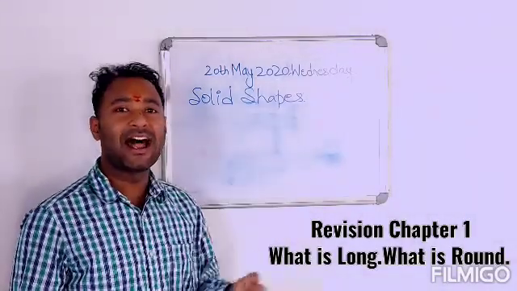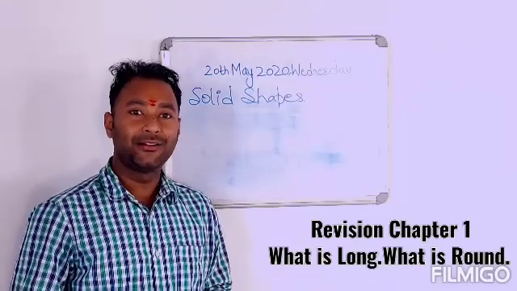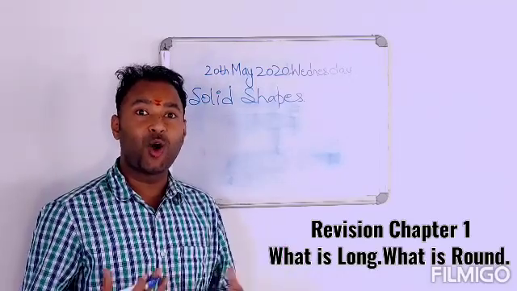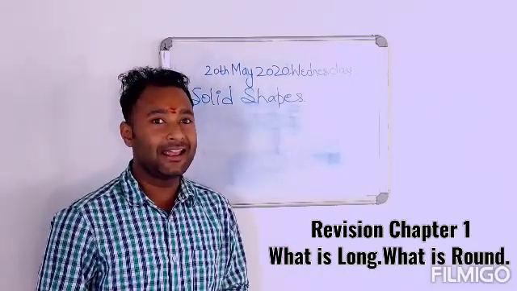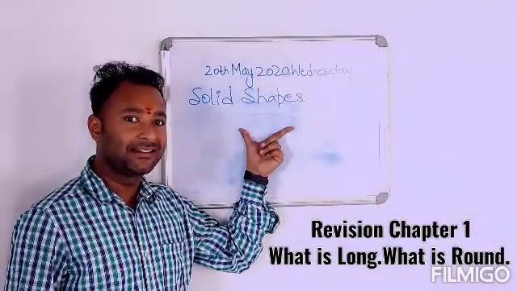Solid shapes are the shapes which you can see in a 3D figure. 3D figure means that you can imagine them in normal day-to-day life. So, can you please tell me how many shapes we have studied?